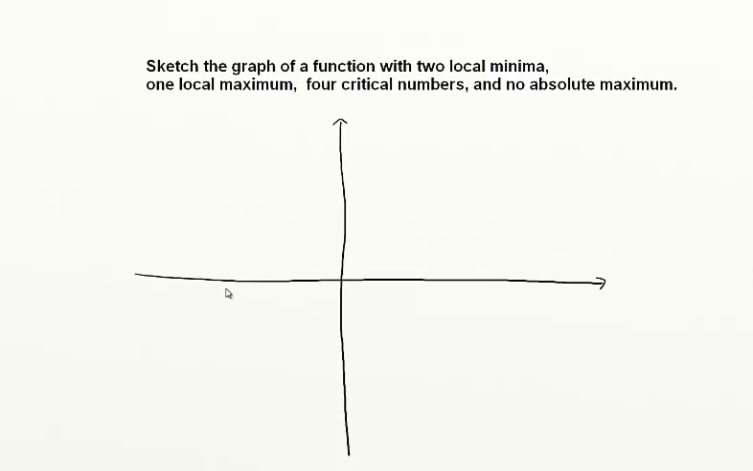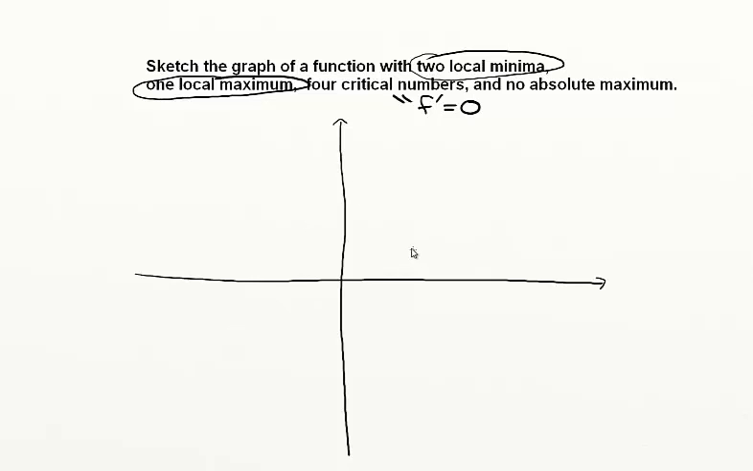So here's our second example. We need to sketch the graph of a function with 2 local minima, 1 local maximum, 4 critical numbers, and no absolute maximum. So note that a critical number is a place where the derivative is 0. So the derivative is 0 at our local minima and our local maximum. So we already have 2 local minima and 1 local maximum. That's going to give us 3 of our 4 critical numbers.